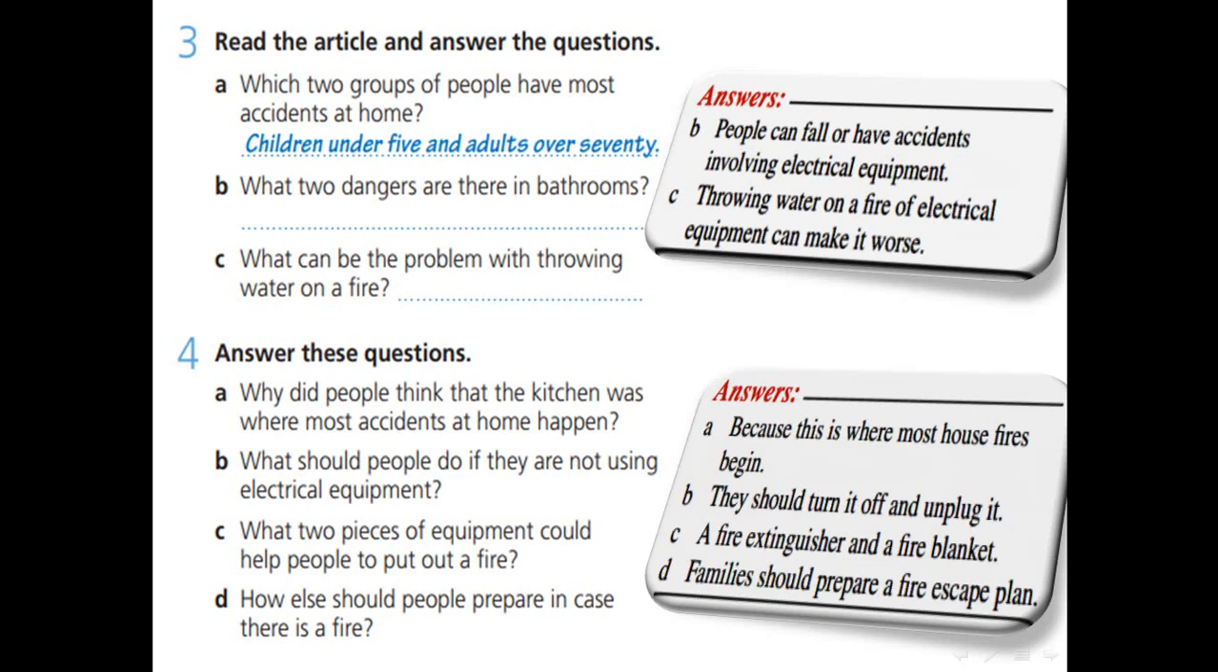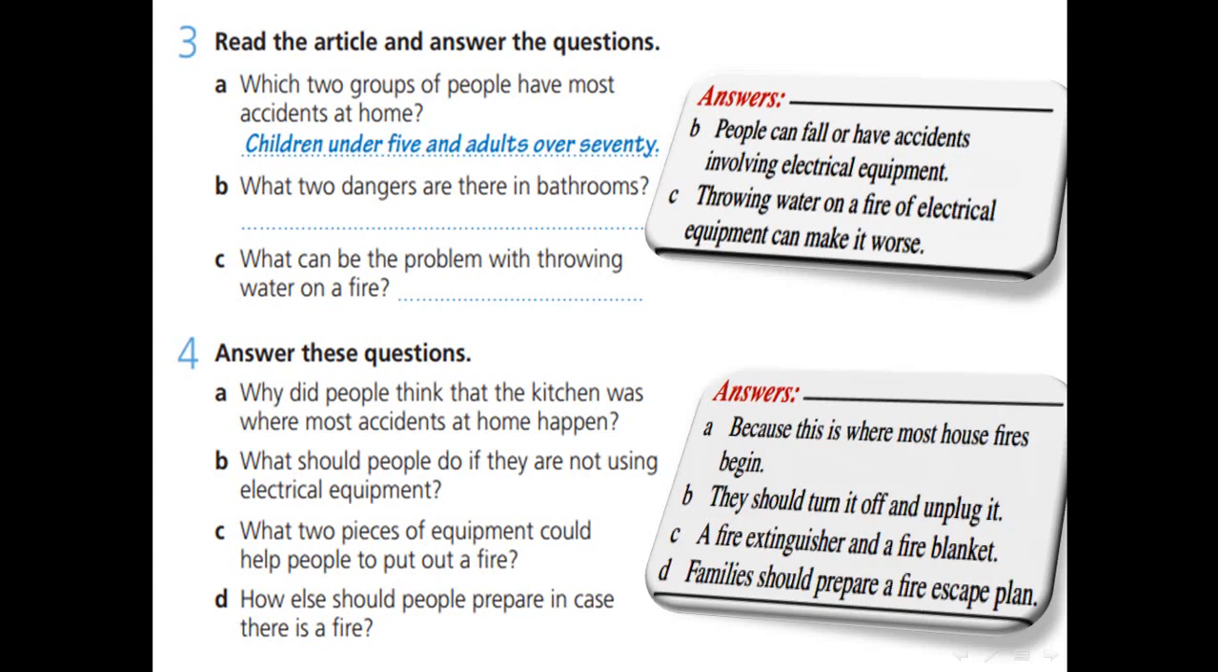Number B. What should people do if they are not using electrical equipment? They should turn it off and unplug it. So if you are not using an electrical equipment, you should turn it off and unplug it.